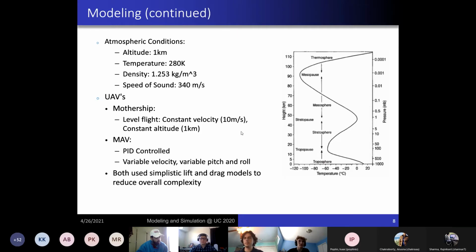The UAVs, we had the mothership at the top, level flight, constant velocity, constant altitude, and then the MAV at the bottom, which is the one that was controlled and had a variable velocity, variable pitch and roll, so it could catch up to the top.